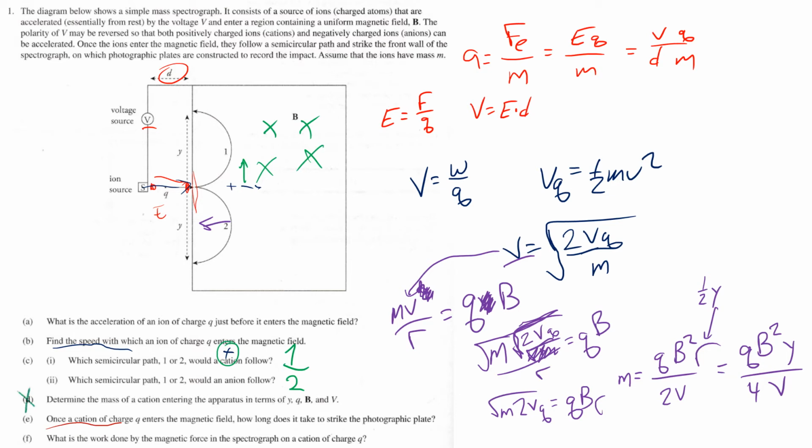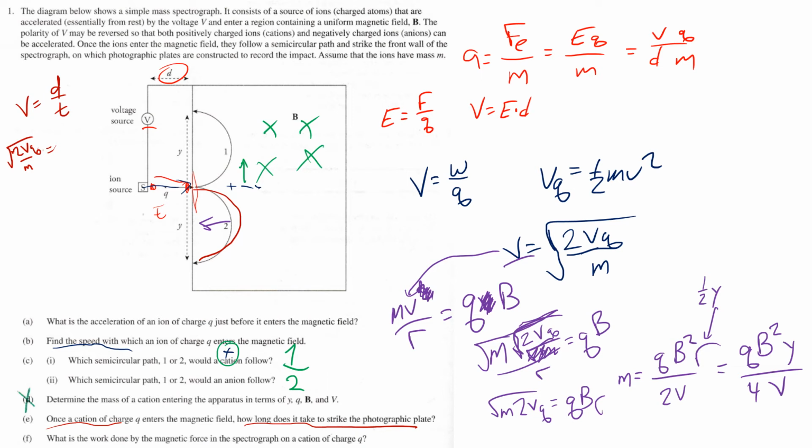Okay, so now let's look at this one here. How long does it take to strike the photographic plate? So the time it takes, well, we have the velocity here, and then, well, we can figure out the distance. So let's go over here. We know that velocity is equal to distance over time. The velocity is this guy, so that's going to be the square root of 2Vq over m. And then what we're going to have is equals the distance. The distance is going to be pi times d over 2.